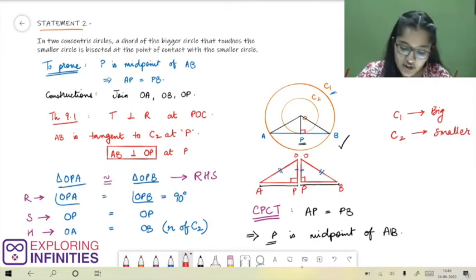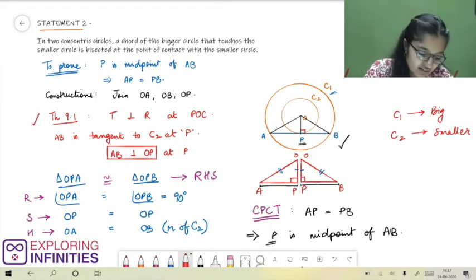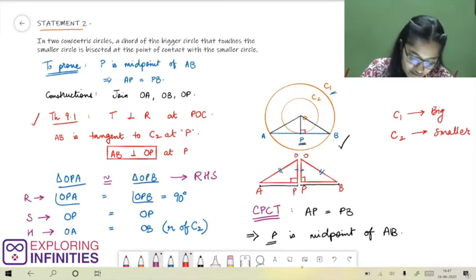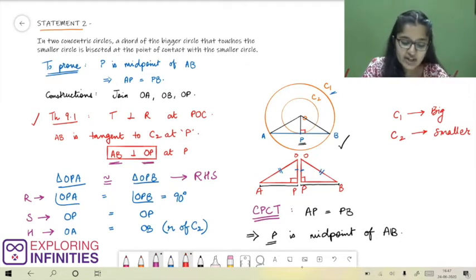We considered a chord AB of the bigger circle which is touching our smaller circle at point P. Since this chord is touching circle C2 at a single point, we can say that chord AB is tangent to circle C2. Now, as we learnt in theorem 9.1, the tangent at any point of a circle is perpendicular to the radius passing through its point of contact. So here we have tangent AB and the radius passing through its point of contact OP. Hence, AB is perpendicular to OP at point P.